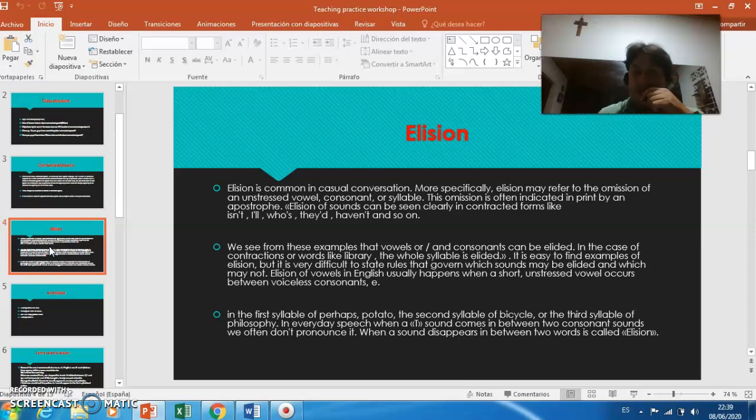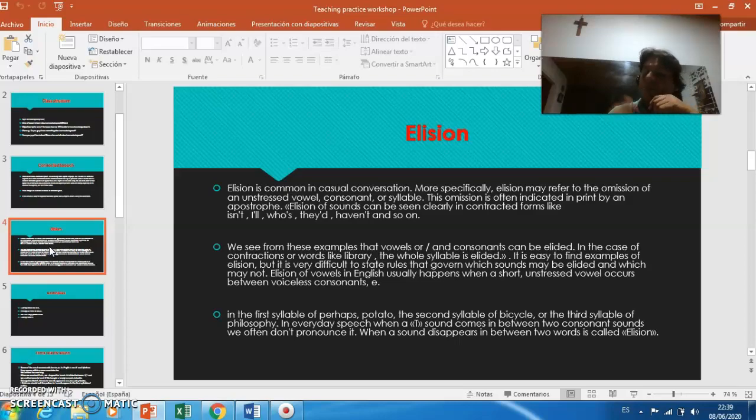Elision of sounds can be seen clearly in contracted forms like isn't, I'll, who's, they'd, haven't, and so on. We see from these examples that vowels and consonants can be elided. In the case of words like library, the whole syllable is elided. It is easy to find examples of elision, but it's very difficult to state rules that govern which sounds may elide and which may not.